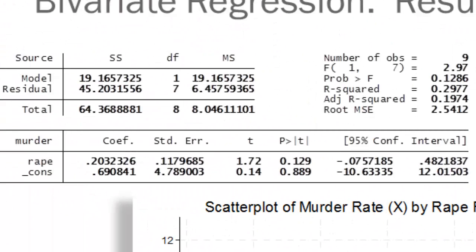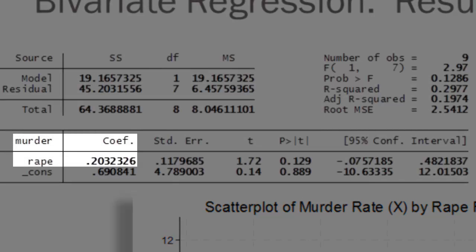Now, if we look at the table on the upper left, there's a lot of information in this particular table. I'm not going to go through it in great detail at this point. I'll use another slide to go through this in more detail. But let's just focus on a couple of things. First of all, if we look at the coefficient for the rape variable, this tells me that we have regressed the murder rate on the rape rate. I know that because listed under my coefficient it says rape. My coefficient itself is listed as 0.2032326. And rounding that off, it's the same thing I got calculating it by hand, 0.203.